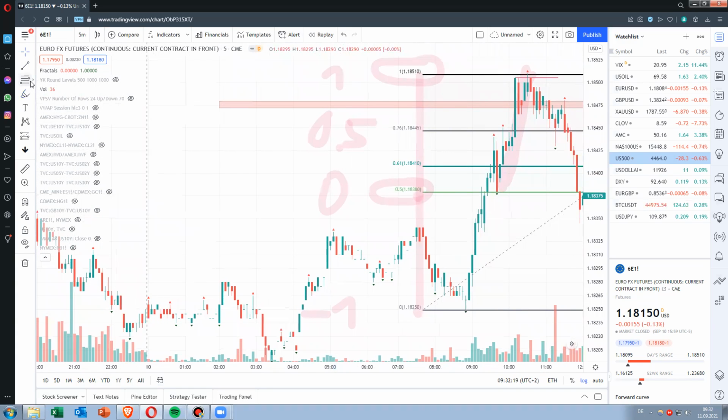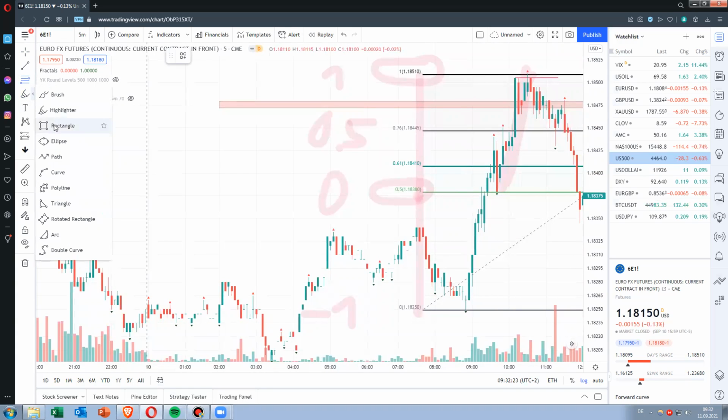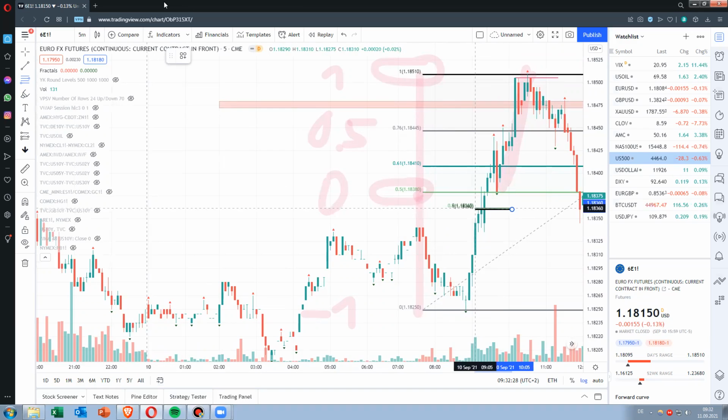Remember, the 50 is an area. It's not a line. It's not a single line. It's an area, right? So you have to be mindful about this, because this is why I put these two levels on, because this is ultimately the 25 level.